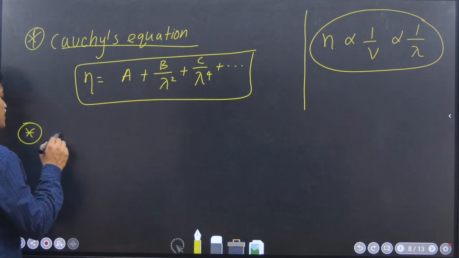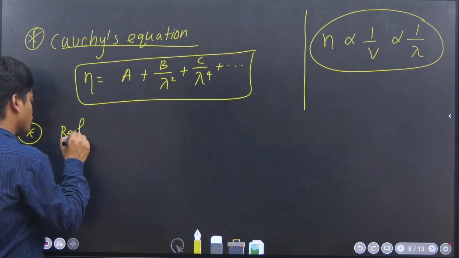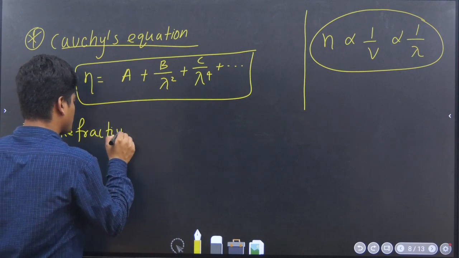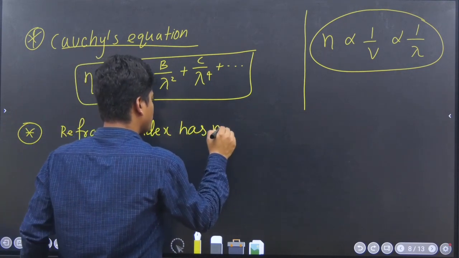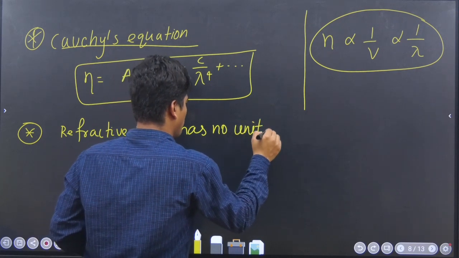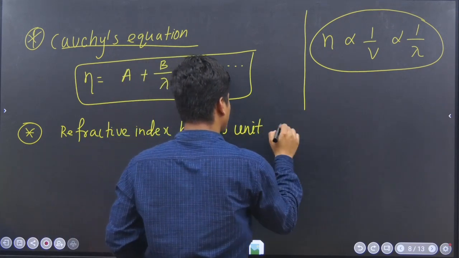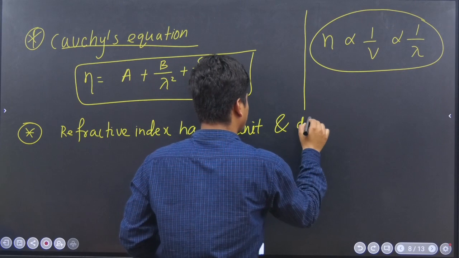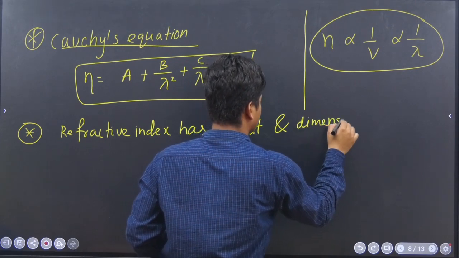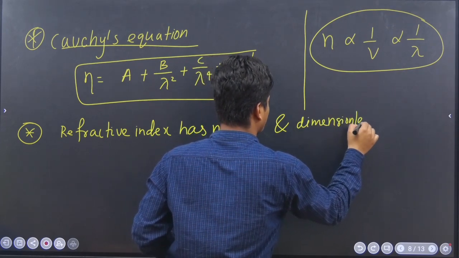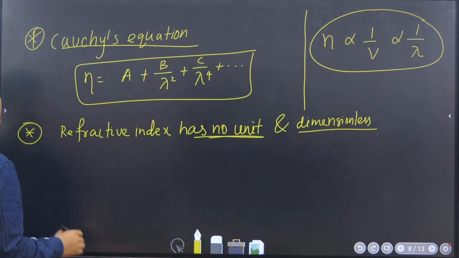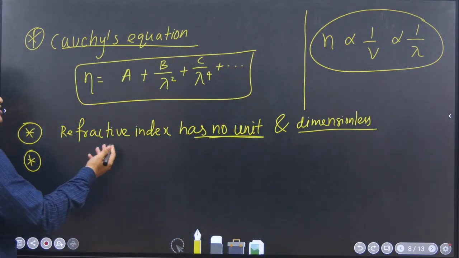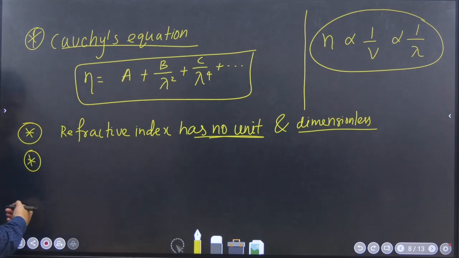And one more thing to remember: refractive index has no unit, no dimension. Refractive index has no unit and is dimensionless. Because it is speed by speed, and speed by speed is nothing but dimensionless.